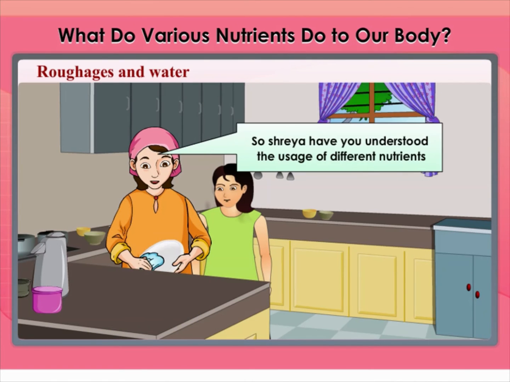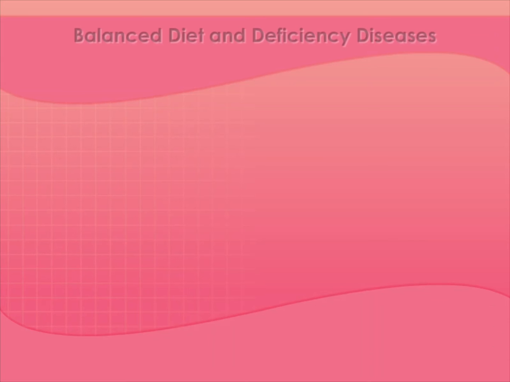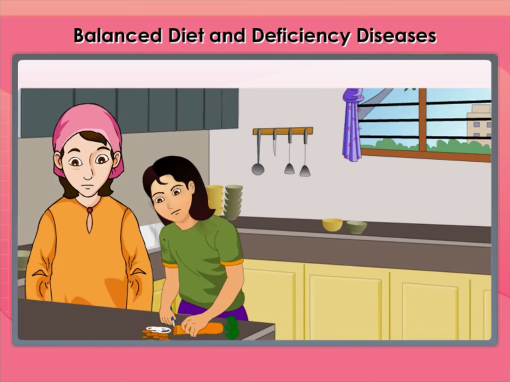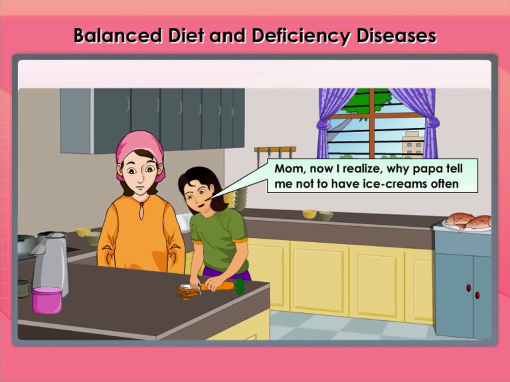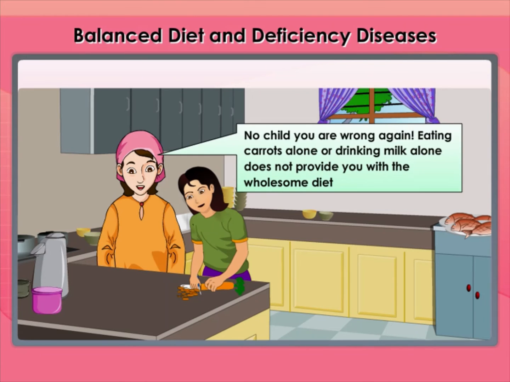So Shreya, have you understood the usage of different nutrients? Yes, Mom. Mom, now I realize why Papa said not to have ice creams often. Let me have nutrient things like carrot for today and milk for tomorrow. No, child, you're wrong again. Eating carrots alone or drinking milk alone does not provide you with a wholesome diet. Then?